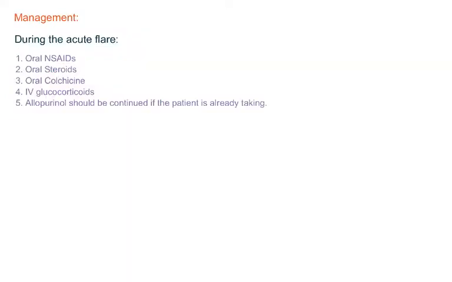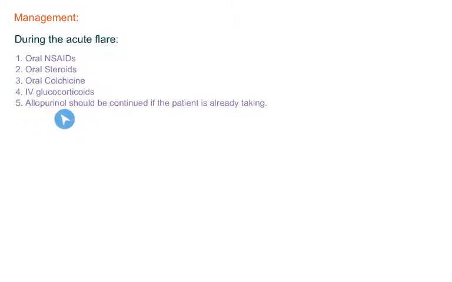For treating the acute flare of gout, we have 4 options. First one is oral non-steroidal anti-inflammatory agents. If they are contraindicated, then oral steroids can be used. If both NSAIDs and steroids can't be used, then oral colchicine is useful. If none of the oral drugs work for you, then the next step would be intravenous glucocorticoids.